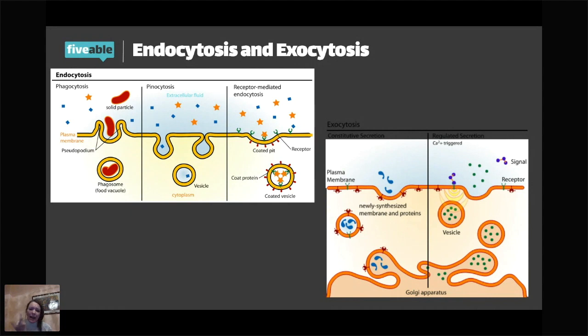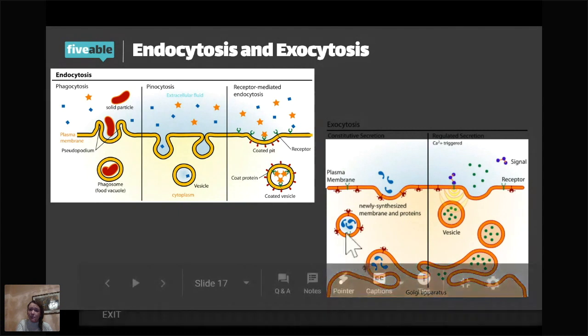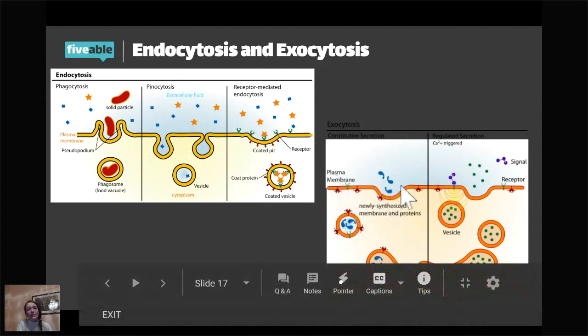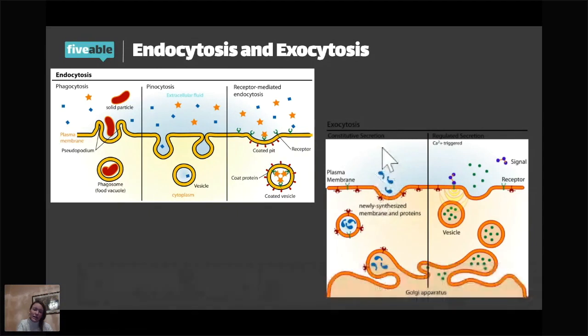On the right-hand side, we have exocytosis, and here's where we're producing things. So you see our Golgi making its vesicles, and these vesicles are destined for the plasma membrane. So they're joining up with the plasma membrane, and you'll notice that the vesicle then just becomes part of the plasma membrane as it releases its contents into the surrounding area. So exo, we're releasing things from inside to the outside. Endo, we're bringing things from the outside to the inside. But both, we're utilizing that plasma membrane to convert it into a vesicle or vice versa.